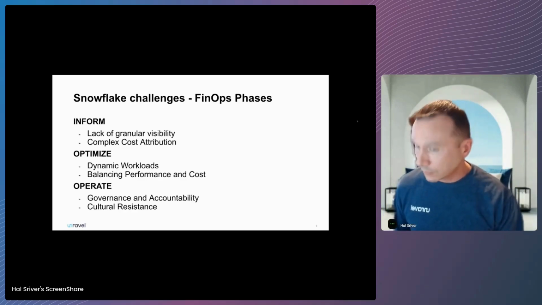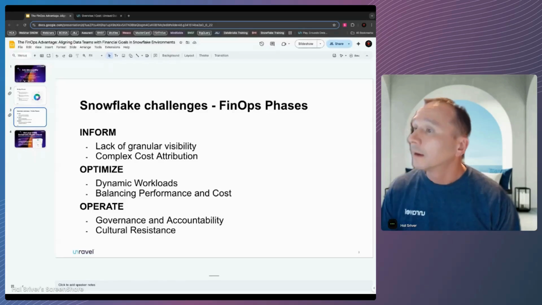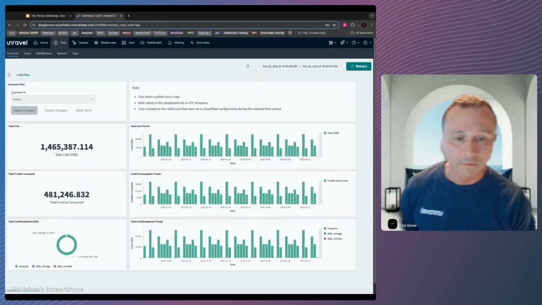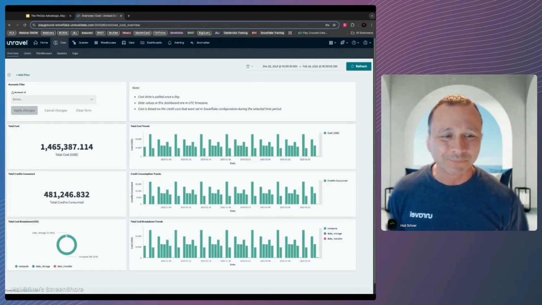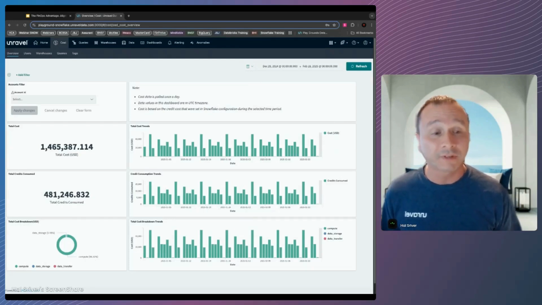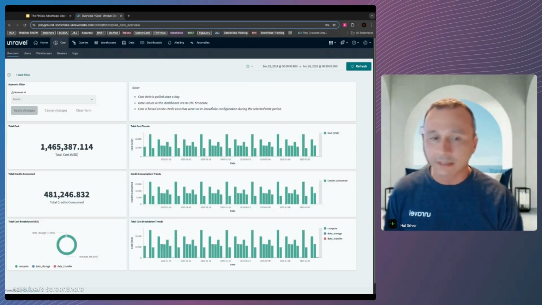Okay, so now what I'm going to do is switch over. I'm going to make sure I'm sharing the right tab here. So I'm going to now walk you through a demo of how FinOps teams are actually automating these best practices from the inform, optimize, and operate stages with a platform like Unravel.